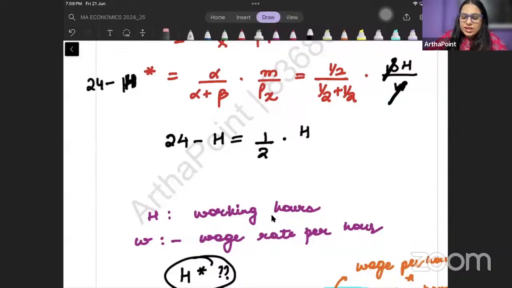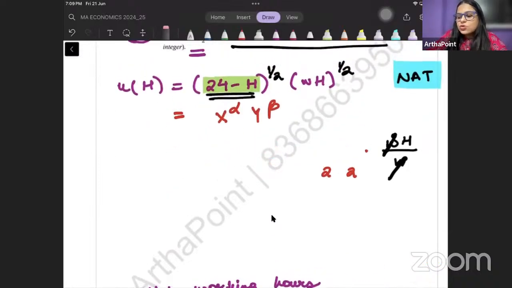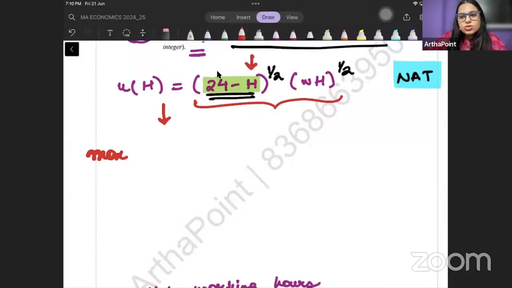Another thing which you can do, and which I usually do, is simply try to maximize this utility function without taking anything like this into consideration. This is my utility function given to me, and I will simply maximize this. The only constraint I have in mind is h. So just maximize it.